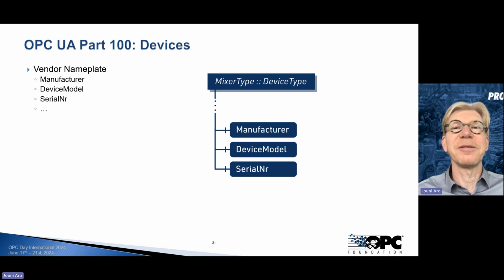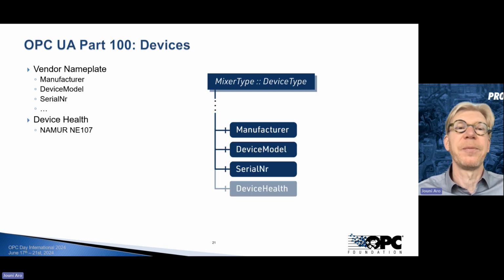Moving on to part 100 devices. The model is basically defining vendor nameplate that can be implemented. So we could extend our mixer type that it derives from device type, or it could just implement the vendor nameplate interface as the model defines. And that brings us the manufacturer, device, and serial number information, for example, that could be useful in the higher level system. But this information is typically not defined in the PLC, so we have to add it somewhere else.